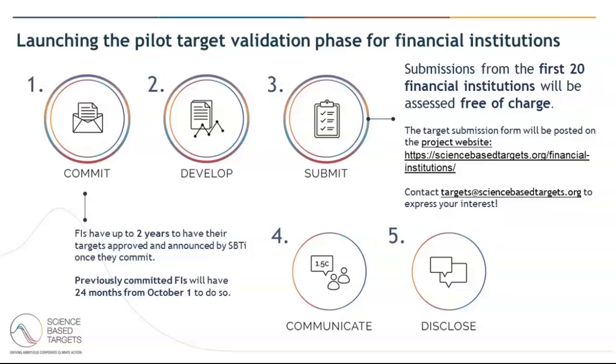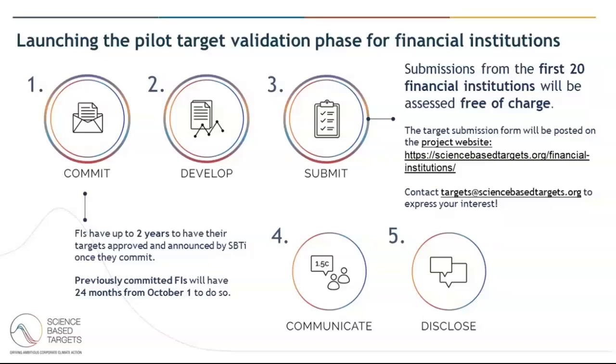So I'm just going to briefly describe some of the next steps and opportunities for financial institutions that do want to proceed with this and learn more. The period that we're in now is the pilot phase, and that started last month with our framework launch. And it's a 6-month phase, which will include our first wave of targets with financial institutions.